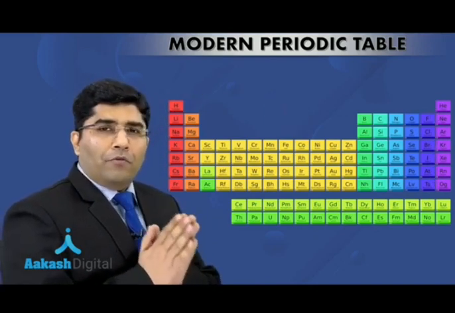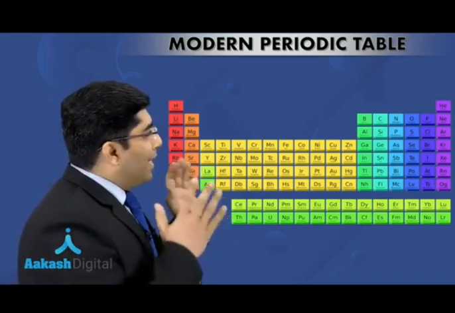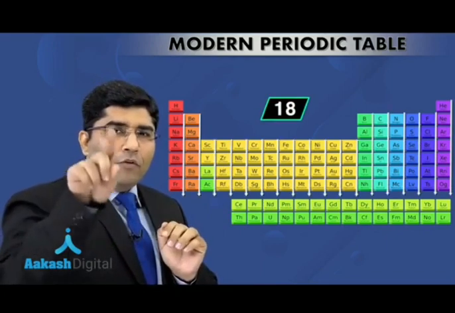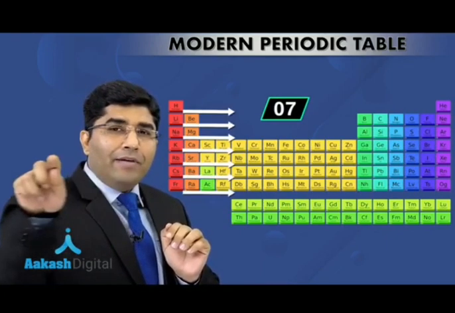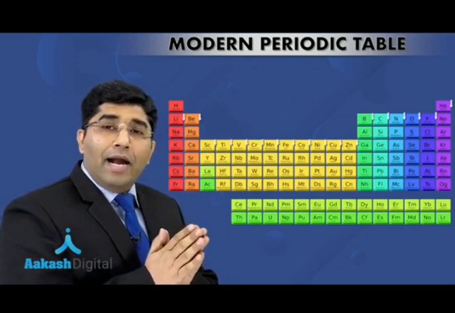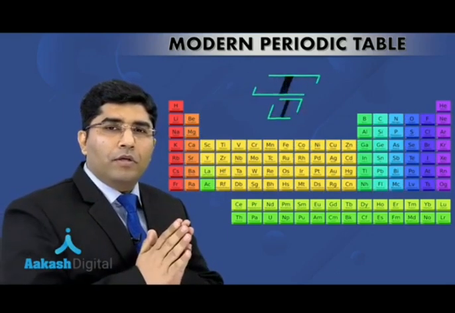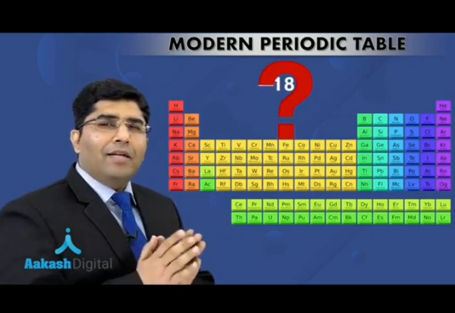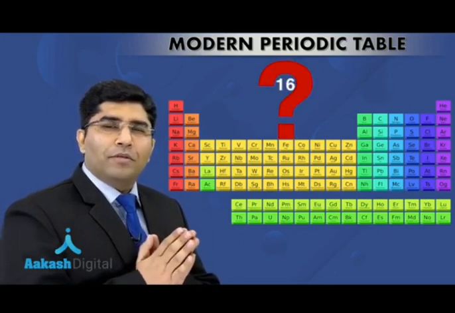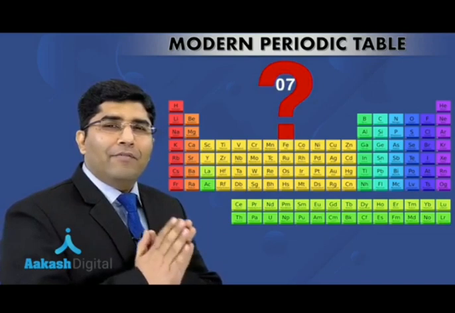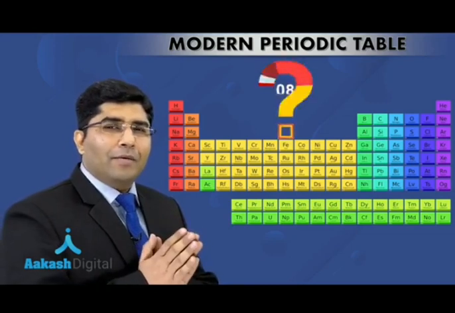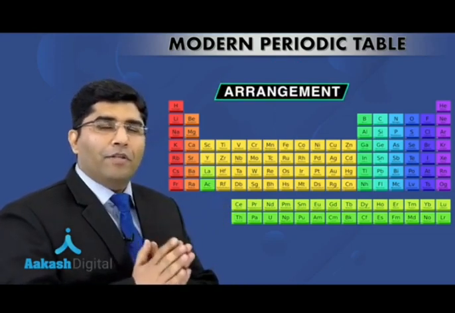So, before starting the setup of this modern periodic table, in which there are 18 vertical columns and 7 horizontal lines. These 7 horizontal lines are called periods and the vertical columns are called groups. Now my question is, why are there 18 groups? Why not 20 groups? Why not 16 groups? And why only 7 periods? Why not 6? And why not 8 periods? Let's discuss this beautiful arrangement of the modern periodic table.